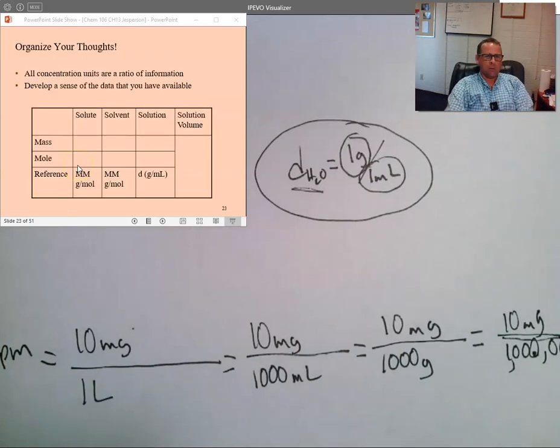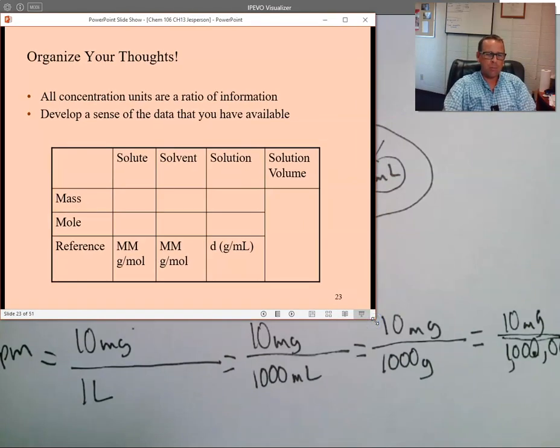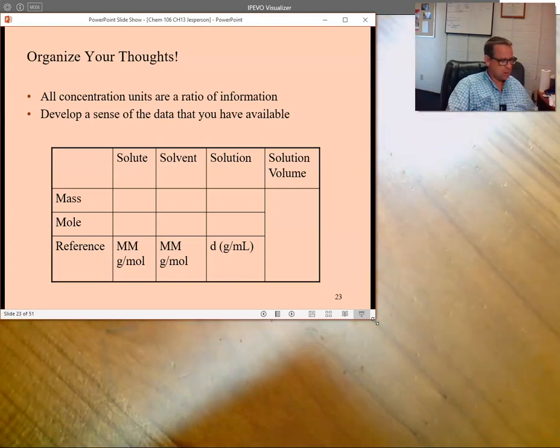Excellent. So, we're going to try to do some calculations now where we identify the molarity, molality, mass percent, parts per million, and then mole fraction. We're going to do some problems where we actually do these calculations.